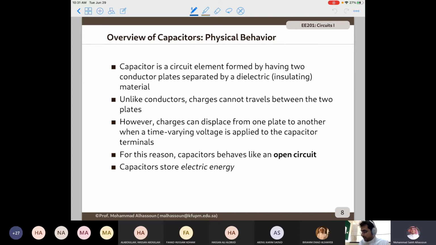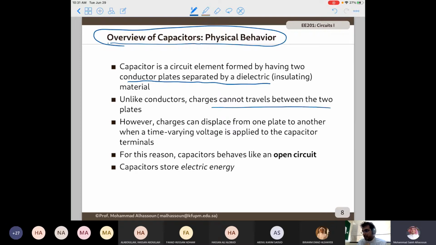So capacitors are a circuit element that we're going to study in this lecture. A capacitor is formed when you have two conductor plates separated by an electric or insulating material. Remember, we have three classes of materials: conductors, dielectrics, and semiconductors. Because the two plates are separated by an insulator, charges cannot travel between the two plates. Again, here we're assuming an ideal insulator.